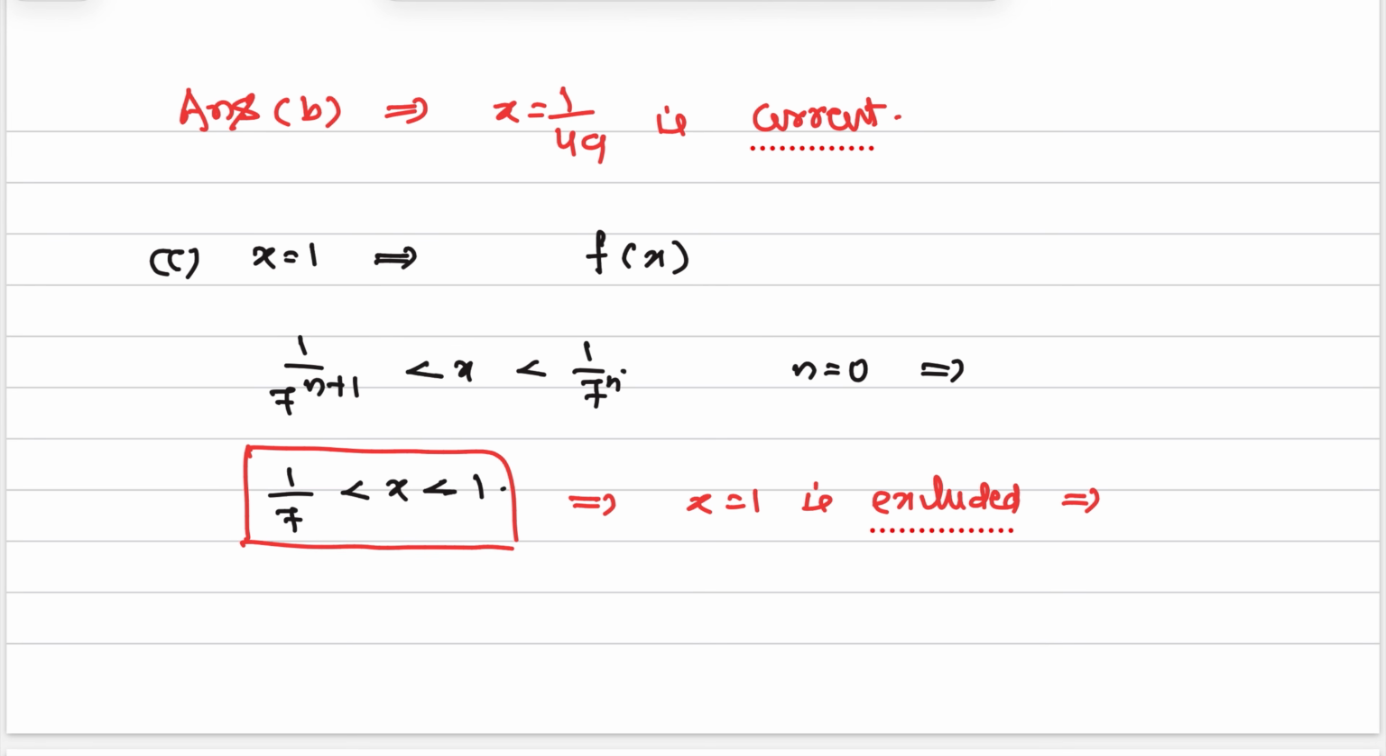That means this option is not accepted. At x is 1, we will not accept it, that within this given domain, there is a discontinuity. Hence, where is the discontinuity? Finally, answer is B, that is x equal to 1 by 49.